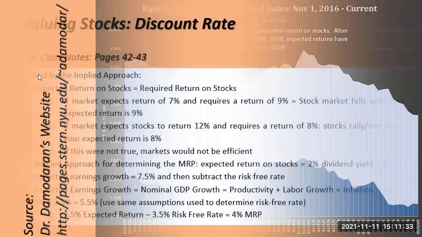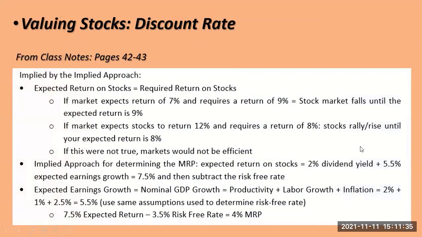All right, so the implied approach, you don't have to explain all this, but it's pretty straightforward. For the market risk premium, we're trying to figure out the required return on stocks to compensate us for risk, but there's no place to go and get that number. You can't go look up the required return on stocks, but we have a pretty good chance of coming up with the expected return on stocks. It's that dividend yield plus expected earnings growth, and expected earnings growth is going to be tied to the economy. So you just put all that into your paper.